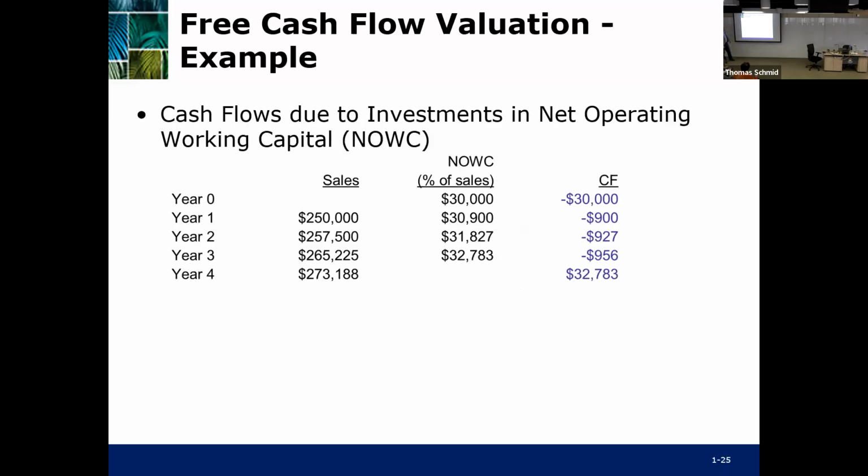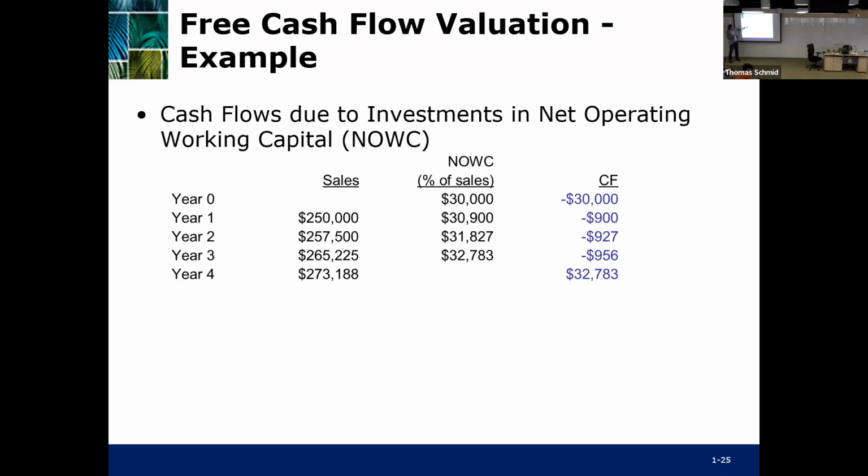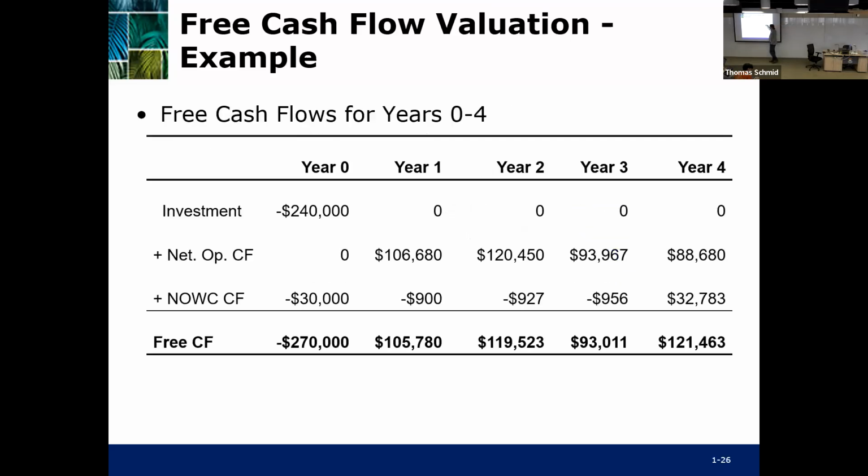What is the net operating working capital? We said it's always 12% of the next year's sales. So now we know the next year's sales, so we always use 12% of the next year's sales. That's the net operating working capital, and the cash flow is the change in net operating working capital. Think about it as if you start your operations, you have to purchase all the inventories, all the raw materials, things like that. But then you only have to care about the change. You have to expand if you grow, but if you're not growing, you don't have to expand.